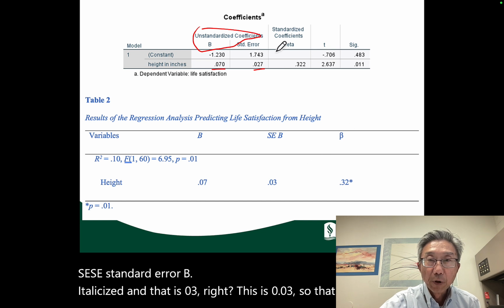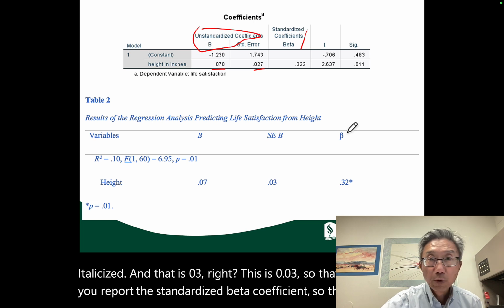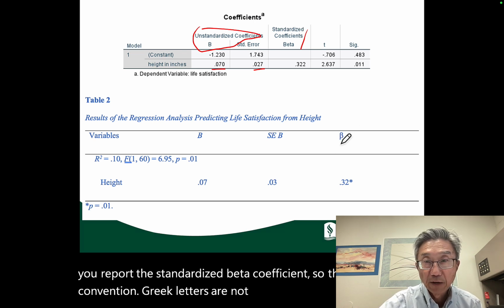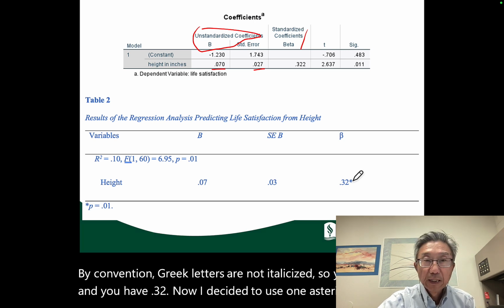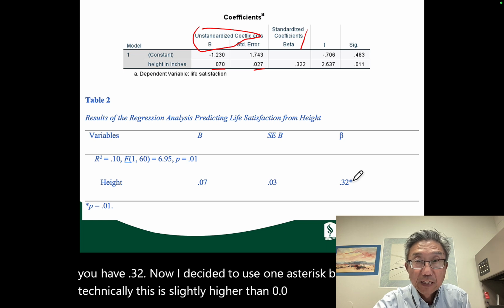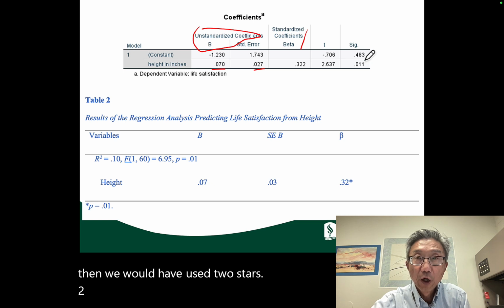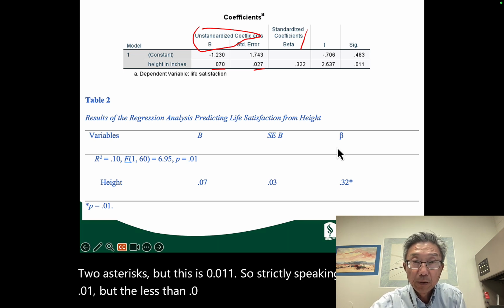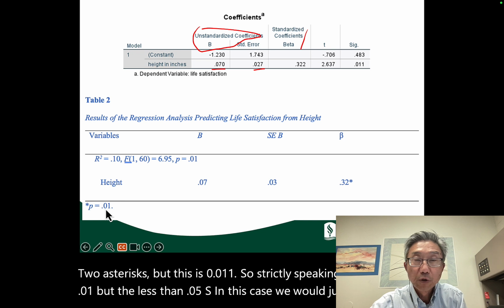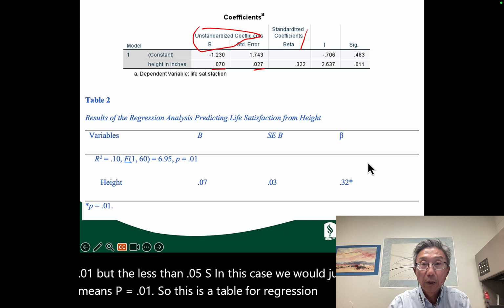And finally, you report the standardized beta coefficient. By convention, Greek letters are not italicized, so you have beta and you have 0.32. Now I decided to use 1 asterisk because technically this is slightly higher than 0.01. If it's less than 0.01, then we would have used 2 asterisks. But this is 0.011, so strictly speaking, it's greater than 0.01 but less than 0.05. So in this case, we would just say 1 star. This is what the table for regression analysis would look like.